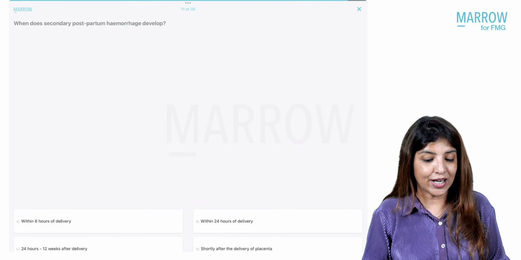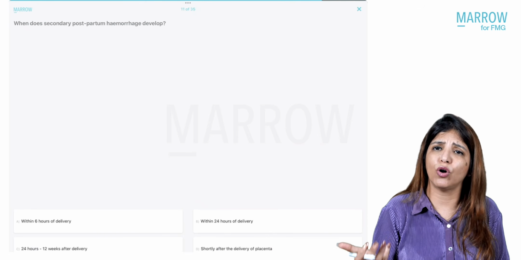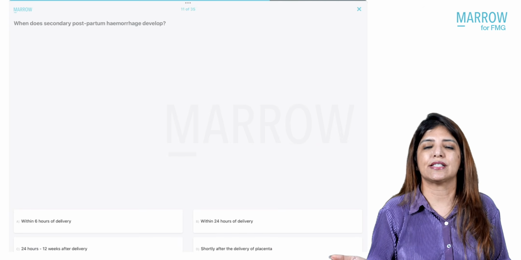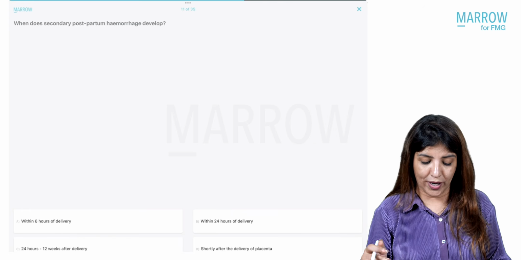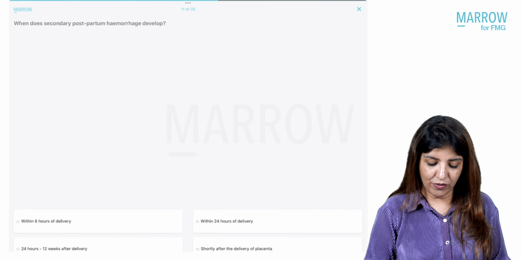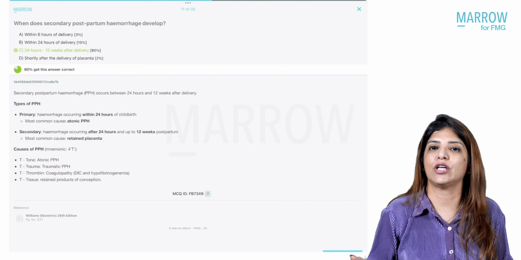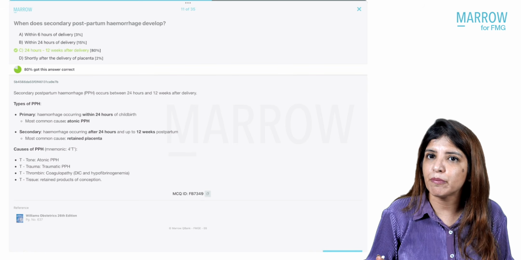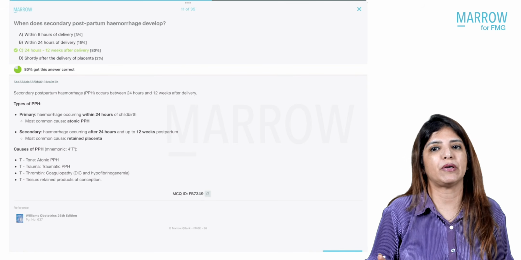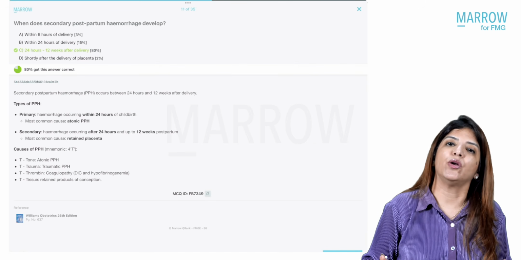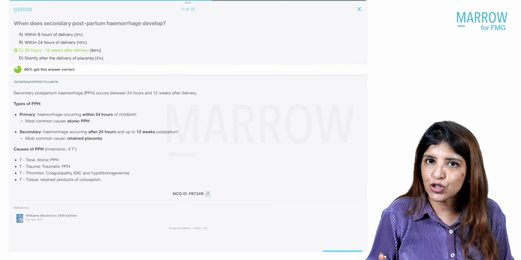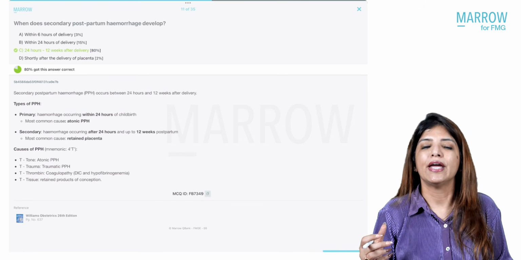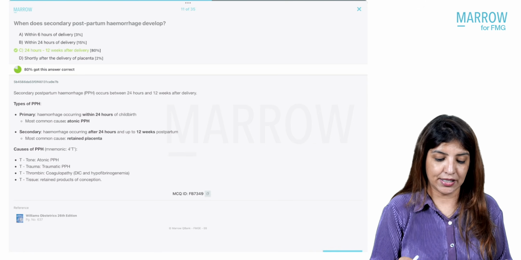When does secondary postpartum hemorrhage develop? So all of you know that primary is within 24 hours of delivery and secondary is after 24 hours and up till 12 weeks of delivery. So 24 hours to 12 weeks after delivery is secondary PPH. What is the most common cause of primary PPH? The most common cause of primary PPH is atonic PPH. And what is the most common cause of secondary PPH? The most common cause of secondary PPH is retained tissue. In other words, retained placental tissue.